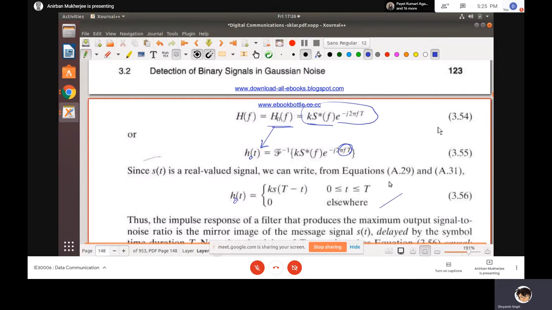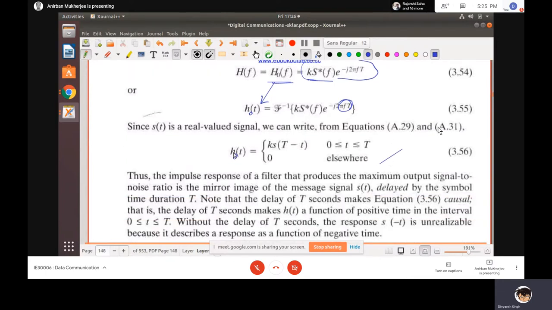Okay, so that means the impulse response of the optimum filter is the one that produces maximum output signal to noise ratio. The impulse response is the mirror image of the basic signal s(t), delayed by the symbol duration. Mirror image means s(-t), then delayed by the symbol time duration T. And this is equation 3.56.